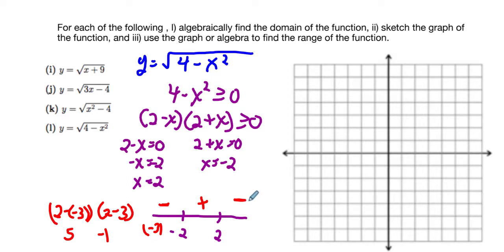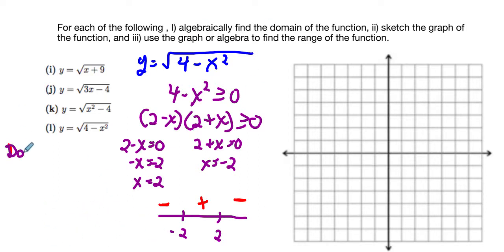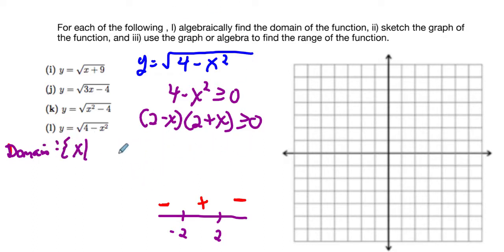So I want to know when this is greater than or equal to 0. Well, that's between the -2 and the 2. So therefore, my domain is x such that -2 is less than or equal to x, which is less than or equal to 2, because I want it between -2 and 2. Then I'm going to use my calculator, make a quick sketch of the graph.